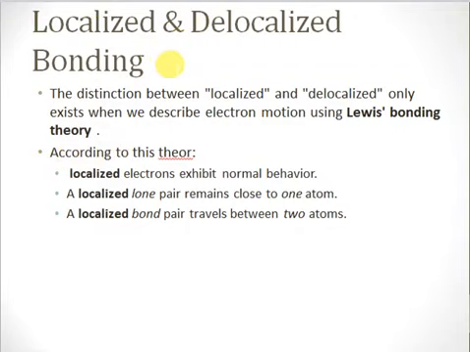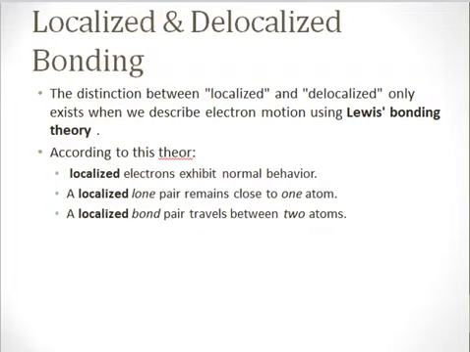In the previous lecture we saw that localized bonding involves the electrons which are fixed between 2 atoms, and the delocalized electrons are the electrons that are not fixed between only 2 atoms, but are part of more than 2 atoms, right? This distinction between localized and delocalized bonding only exists when we describe the electron motion using Lewis bond theory. When we are not considering the motion of electrons, the concept of delocalized or localized bonding cannot exist.